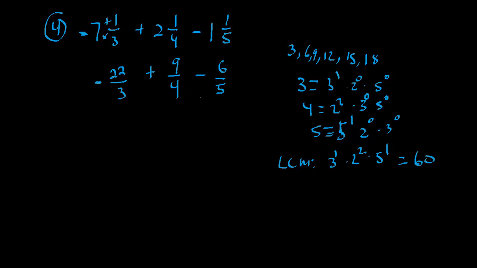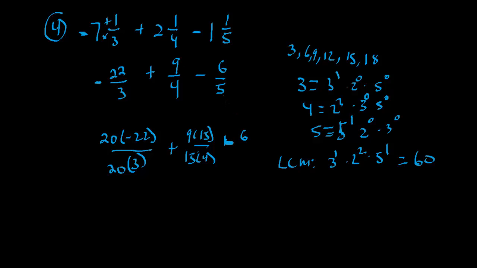That's where it comes in handy when you're dealing with 3 numbers. Now, what do I multiply by 3 to get 60? Well, that's 20. So 20 times negative 22 over 3 plus, here I have to multiply by 15. 9 times 15 over 15 times 4. This is a minus. And here you have to multiply by 12 in order to make this a 60.